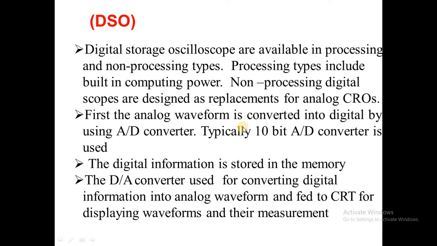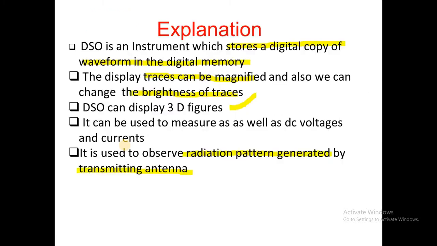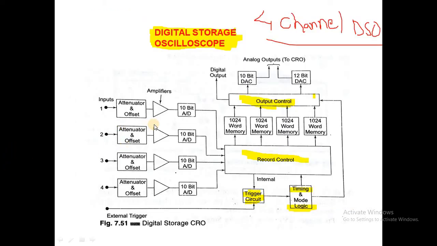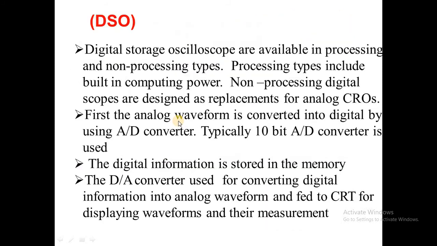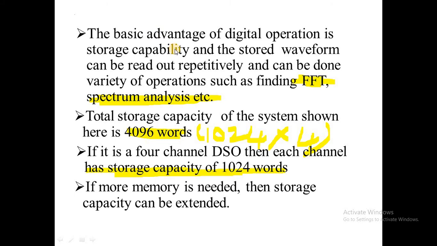First, the analog waveform is converted into digital by using an A to D converter, and typically a 10-bit A to D converter is used in a 4-channel DSO. Then the digital information is stored in the memory. Then a D to A converter is used for converting the digital information to analog information, which is fed to the CRT for displaying the waveforms and their measurements. First we convert analog to digital, and then digital to analog. So the basic advantage of digital operation is storage capability.